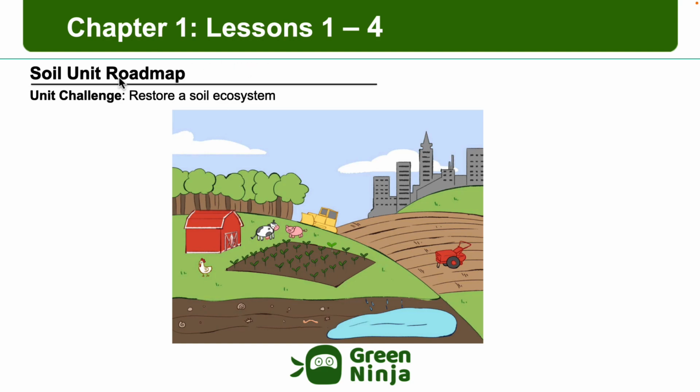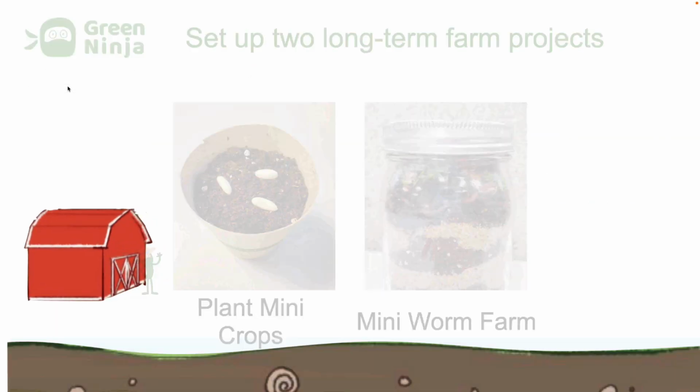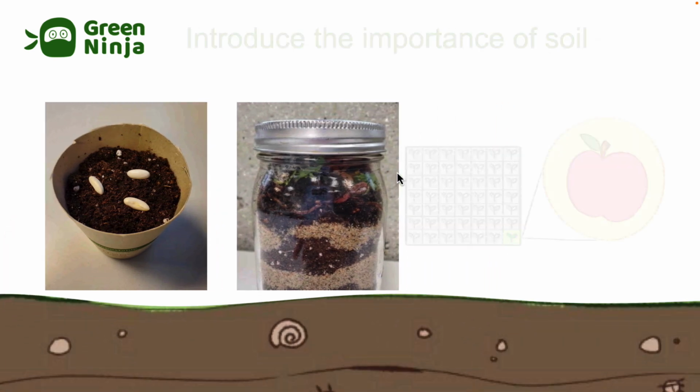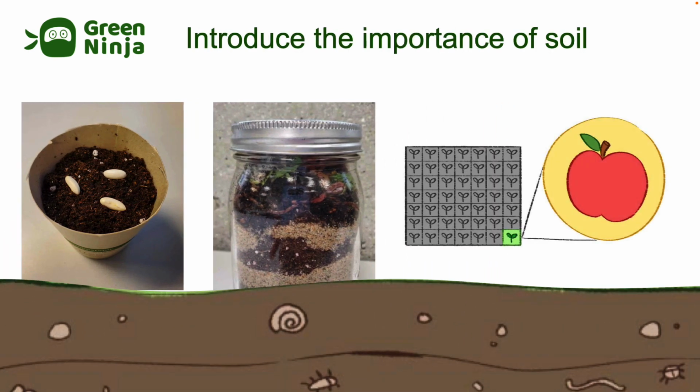Welcome to the first chapter of our soil unit. We start off the unit setting up two long-term mini farm projects, planting our mini crops and establishing our mini worm farm. Then we are going to establish the importance of soil, and in particular that it's a precious and relatively scarce resource. But how rare is it?